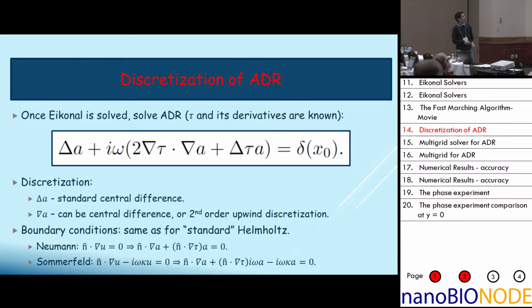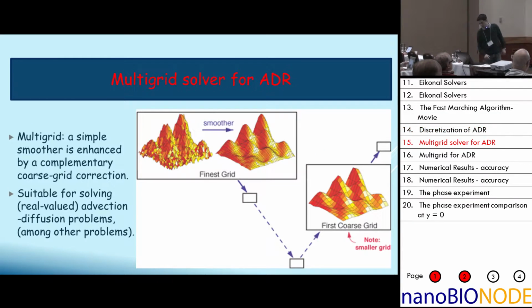So once the Eikonal is solved, we solve the ADR equations, and first we'll talk about discretization. So we've got the Laplacian here, just central difference. The gradient here we can use central difference or second order upwind. And this is just a reaction term. This is a diagonal matrix times A. As boundary conditions, we can use the same boundary conditions that you would use for standard Helmholtz. So if it's Neumann or Sommerfeld, we have the equivalent boundary conditions.